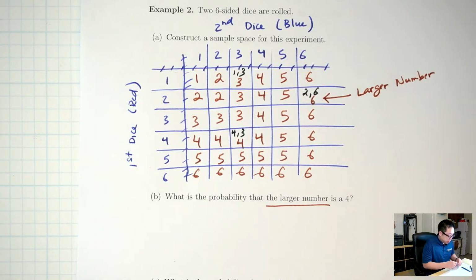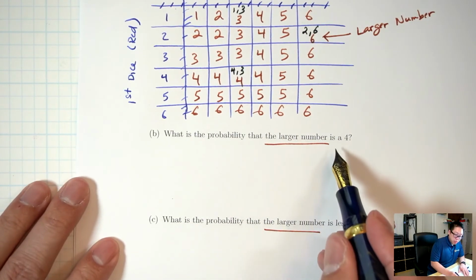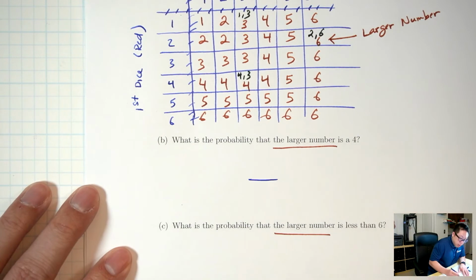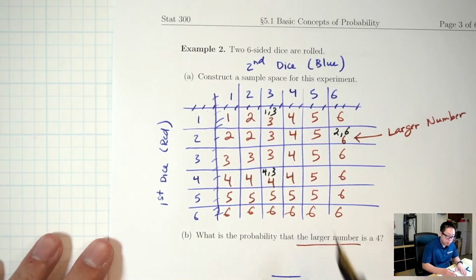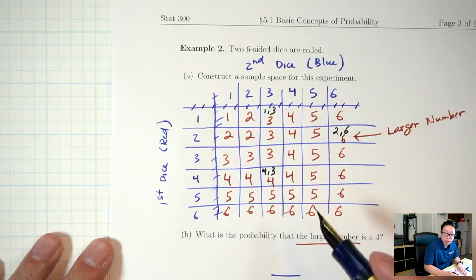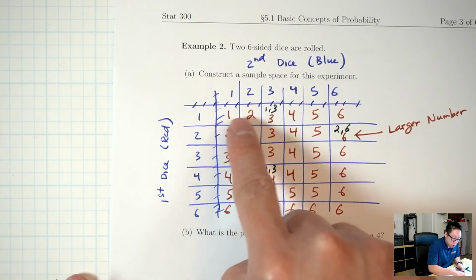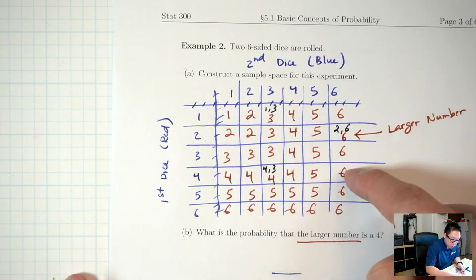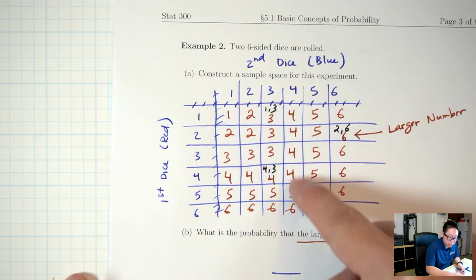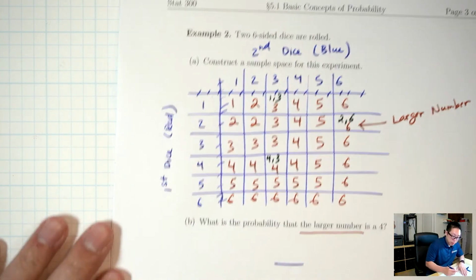All right, so now to answer the questions. What's the probability that the larger number is a 4? The bottom number is going to be everything that could happen when I roll 2 dice. Everything that could happen is represented by these boxes on the inside. How many boxes do I have? 1, 2, 3, 4, 5, 6, and then there's 1, 2, 3, 4, 5, 6 rows. So that's 36 total. These are the red numbers.